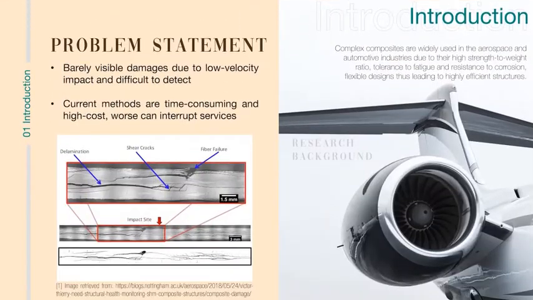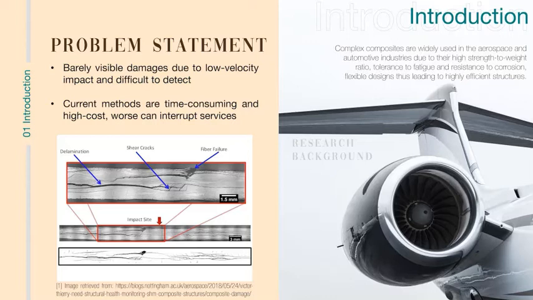So, what is a complex composite? Complex composite is a combination of two or more materials arranged in particular patterns and quantities to achieve desired material properties. It is widely used in aerospace and automotive industries because the composite has higher strength to weight ratio and higher tolerance to fatigue and corrosion compared to other materials. The composites such as carbon fiber reinforced polymer and metal matrix composites also have more flexibility to fit with the design, thus leading to a more efficient structure.